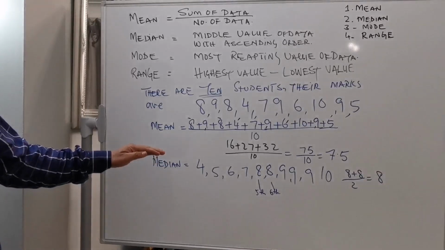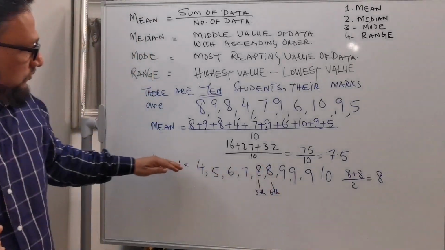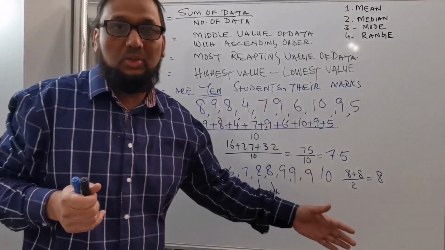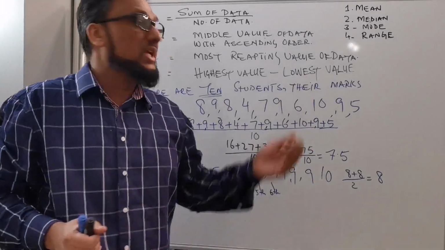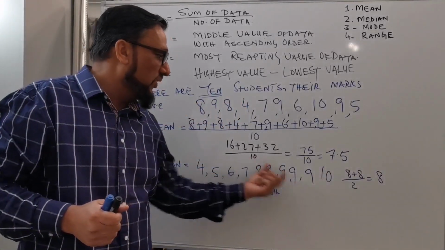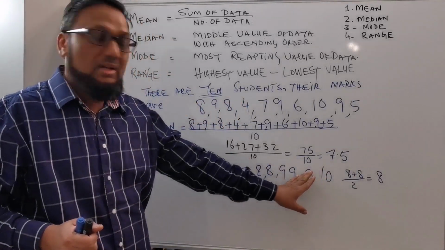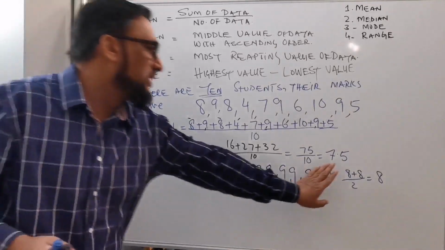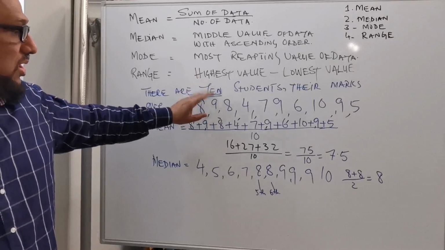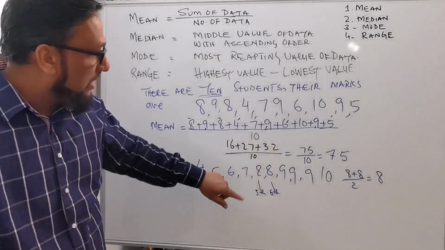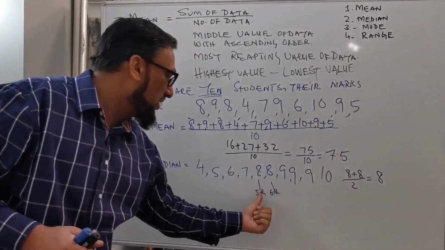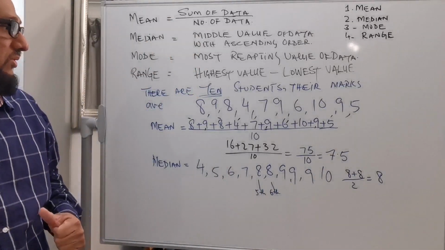But the set of data is 10, which is an even number. If there is an odd number, like if the set of data is 9, the middle value will be the 5th. If I remove one of the values, for example this 10, it becomes only 9 data, 9 students. So the middle value will be the 5th, and the median will be 8, the 5th value.